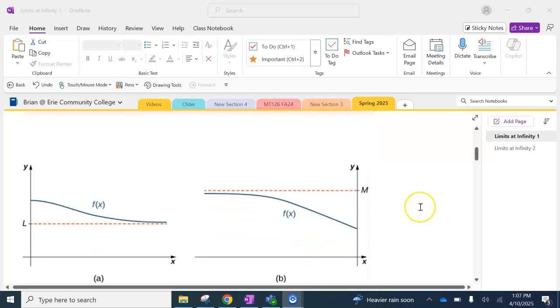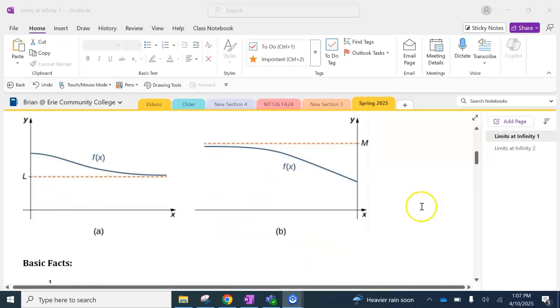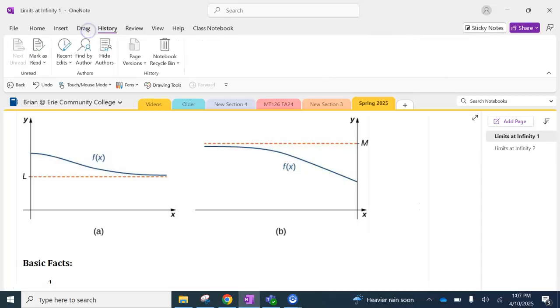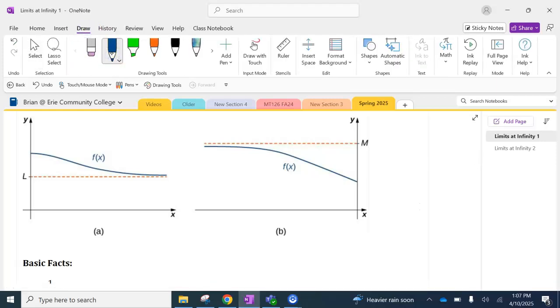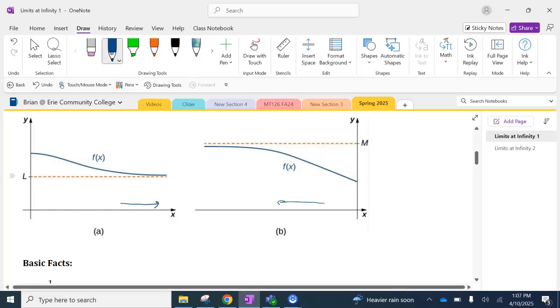Graphically speaking, we know that this is just saying the graph has a horizontal asymptote as x approaches positive infinity or as x approaches negative infinity. So again, positive infinity is going to the right, negative infinity you're going to the left, and the graph is leveling out at whatever those values are.